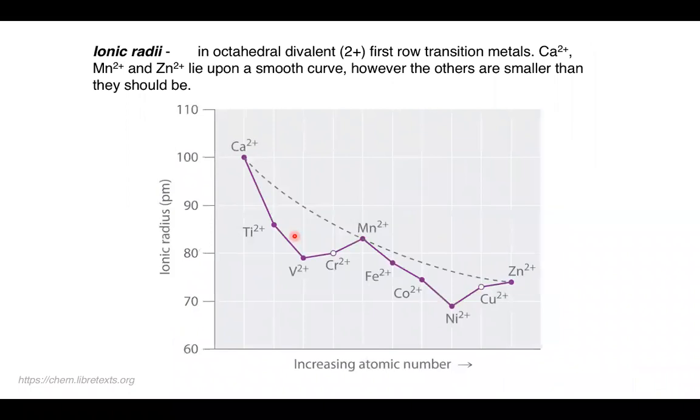Then for the ionic radii, again, we see similar trends whenever we compare the ionic radius to the crystal field stabilization energy. We see the same sort of anomalies. So in octahedral divalent 2 plus first row transition metals, calcium 2 plus, manganese 2 plus, and zinc 2 plus lie on a smooth curve. They have no crystal field stabilization energy. However, the others are smaller than they should be because of this crystal field stabilization energy.